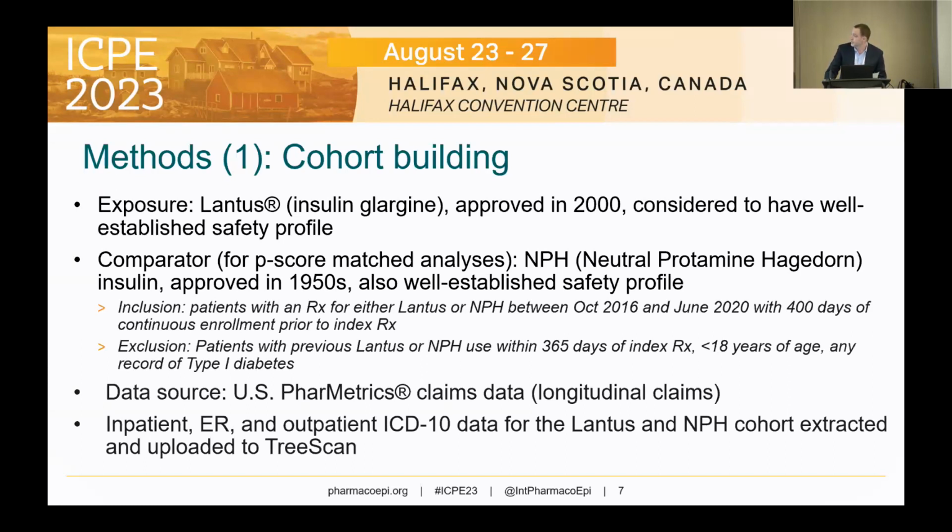These were new user cohorts. We had a 365-day exposure washout. We required 400 days of continuous enrollment prior to index prescription. Our study period was October 2016 through June 2020. We limited our analysis to patients 18 years of age or older, as well as to type 2 diabetics, which is an important distinction there, I think. For our source of data, we used US PharMetrics claims data, which is a large database of commercially insured patients in the United States.